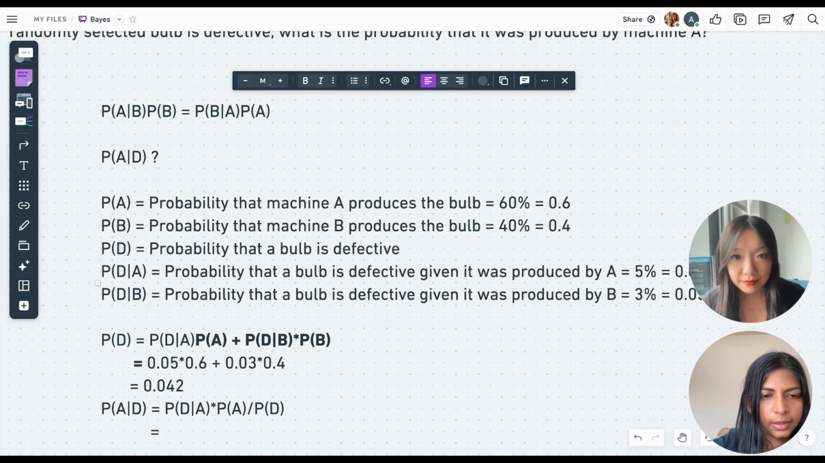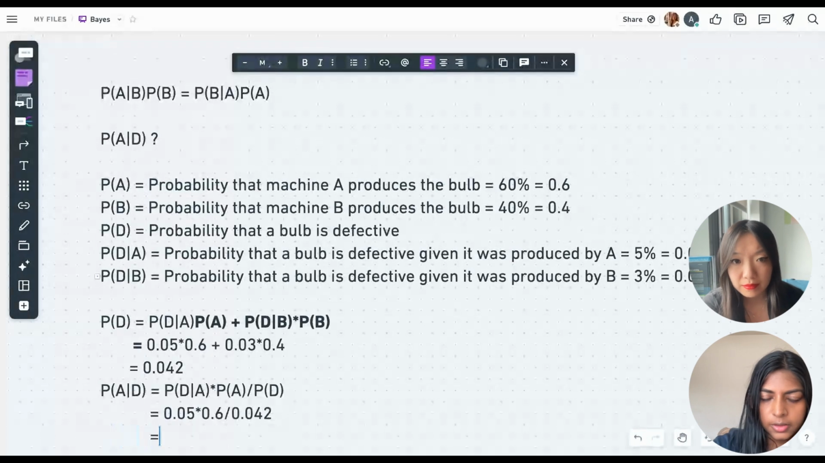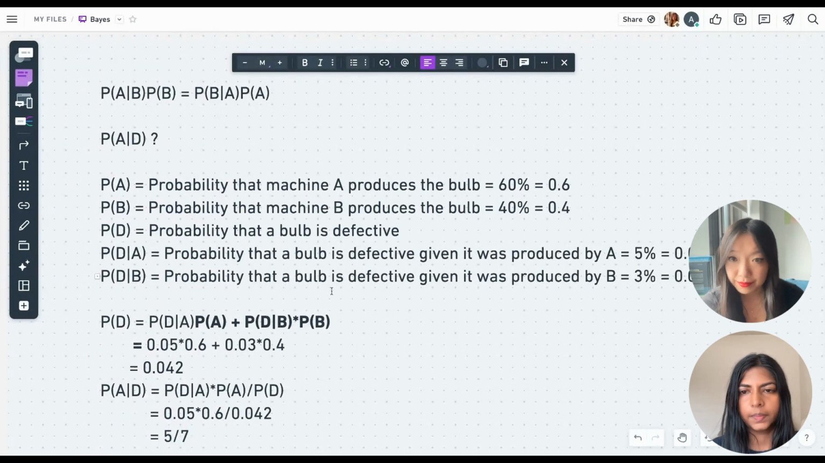So P(D|A) is 0.05 times P(A), which is 0.6, and then divided by P(D), which we just calculated, is 0.042. And so if I do this calculation, that comes out to approximately 5/7. So yeah, that's our final answer. We just calculated the probability that, given that a bulb is defective, it was produced by machine A.